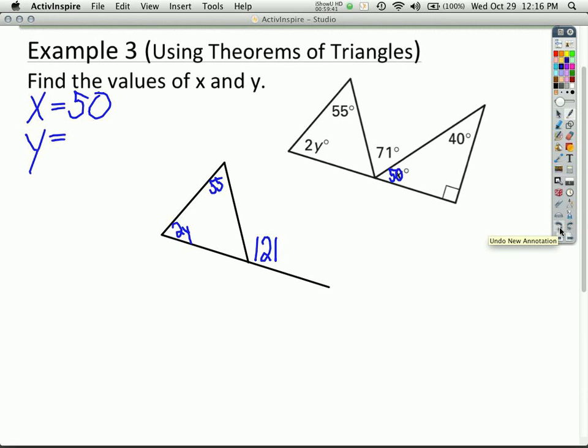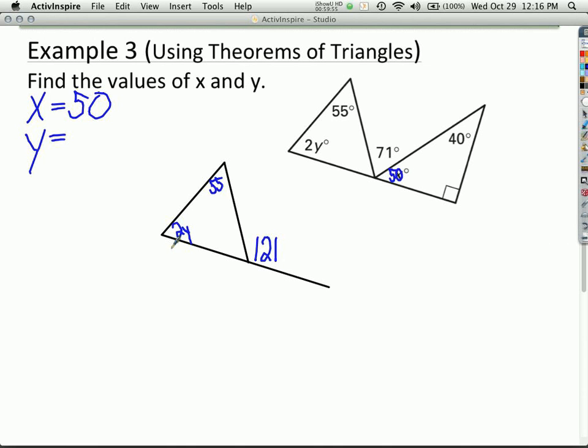Zumara? Because of what? The exterior angle theorem says that this must be equal to the sum of those two. 2y plus 55 equals 121. Solve for y. So Stephen, you already did it your way. What did you get?